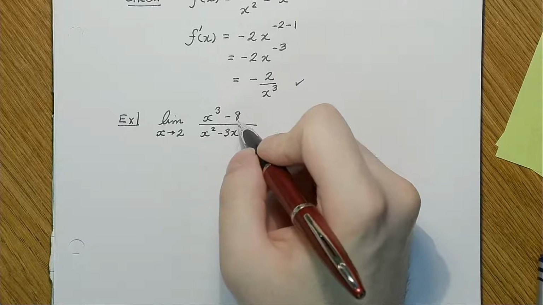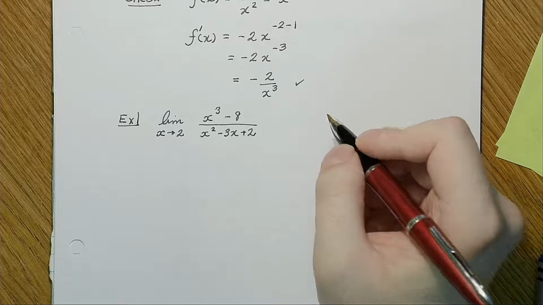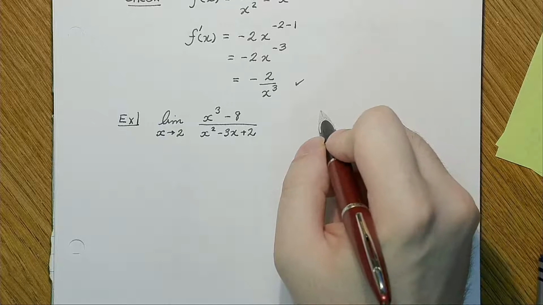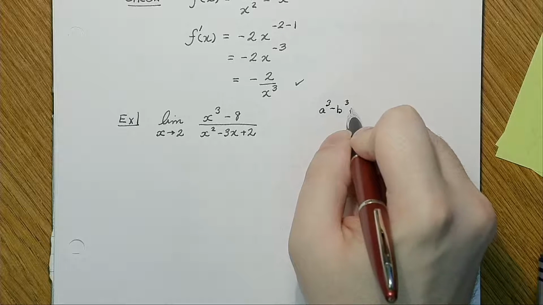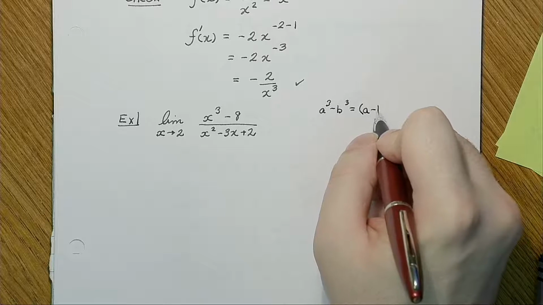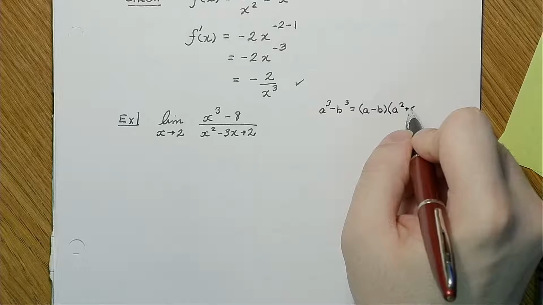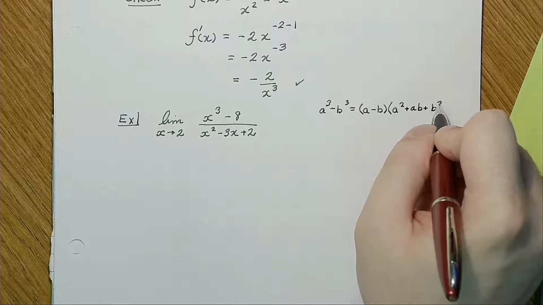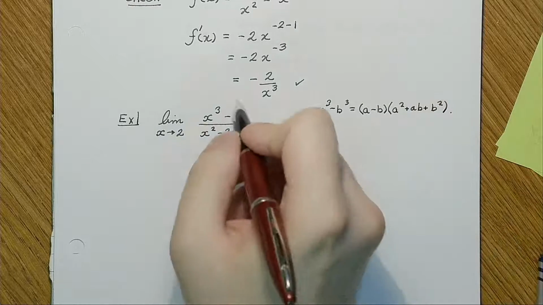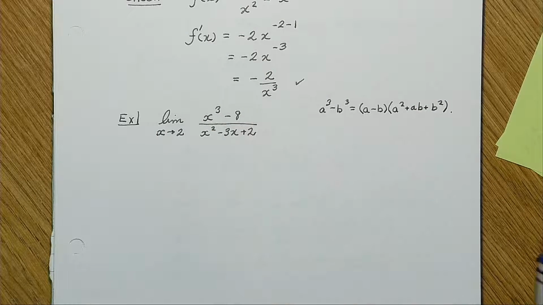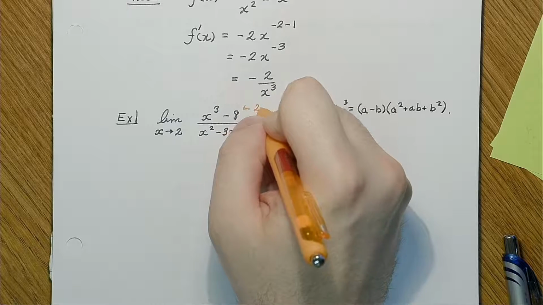So I have x cubed minus 8. We've been doing a lot of difference of squares, but we also can do difference of cubes. So a cubed minus b cubed is equal to a minus b times a squared plus ab plus b squared. That's our difference of cubes. And we see here that this is a difference of cubes as well, because I can rewrite this 8 as 2 to the 3.